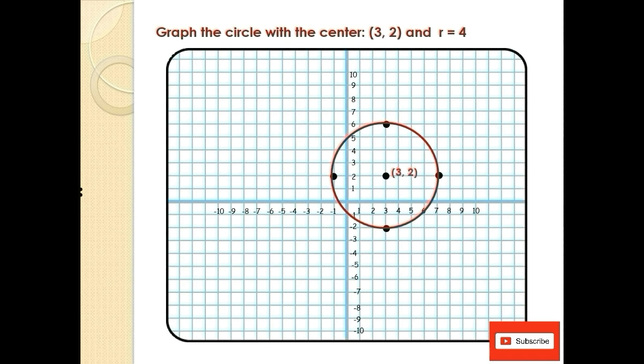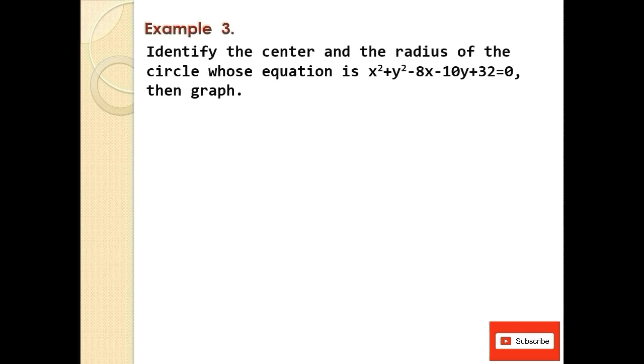Let us have another example for you to master the steps. Identify the center and the radius of the circle whose equation is given by x squared plus y squared minus 8x minus 10y plus 32 equals 0. Then graph. Solution. Again, step 1, copy the given.